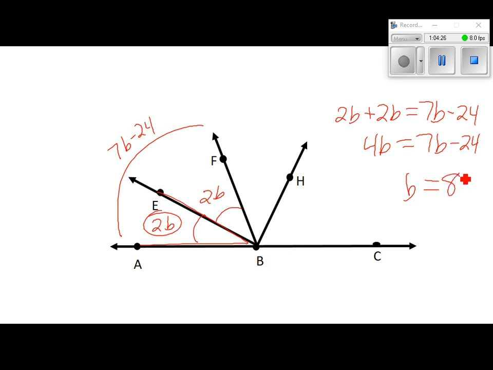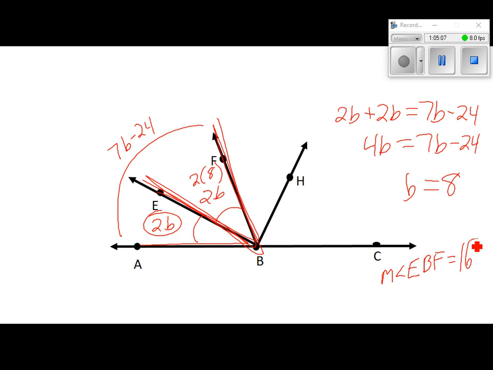It's 8. Then they ask us to find the measure of angle EBF. Let's see, that's EBF, that's that angle. So it's 2 times 8, which you're telling me is what? You guys can handle that? So the answer is 16 degrees. That's the measure of angle EBF. 16 degrees.